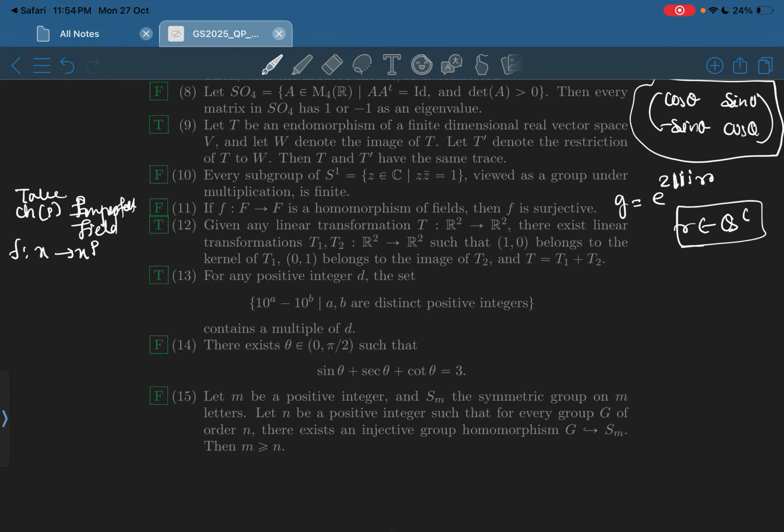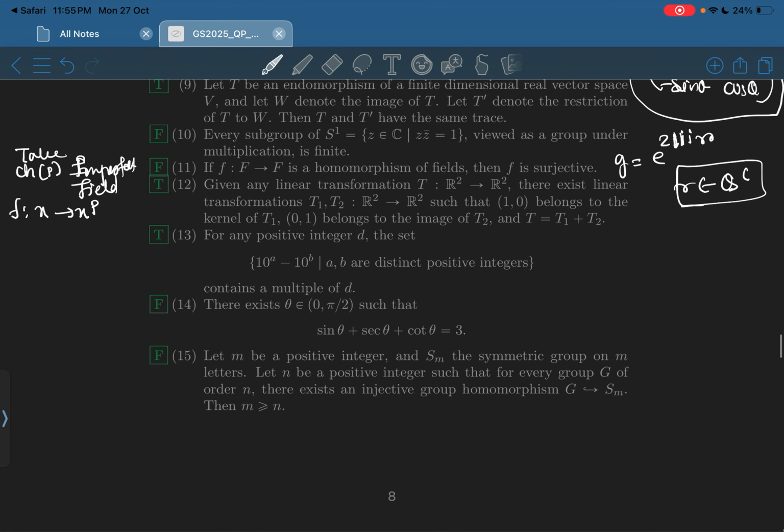Okay, so now I'm considering question number 12. See, I always suggest that linear algebra is a much easier portion to solve. If you have some basic concepts and think about it properly, then there will be many problems which seem to be difficult, but are not actually difficult. Like this question number 12.